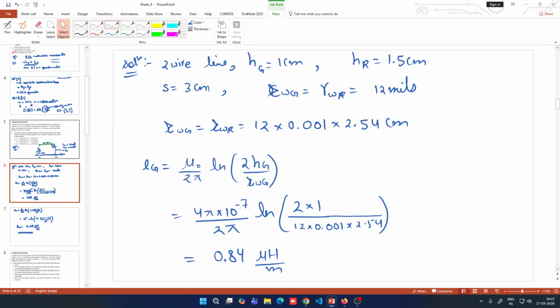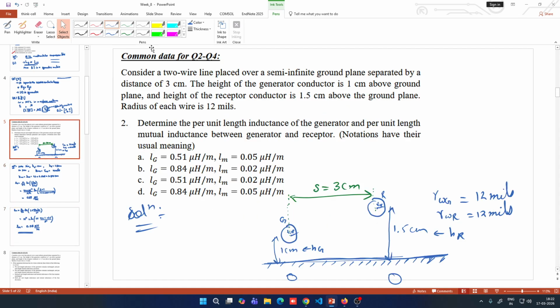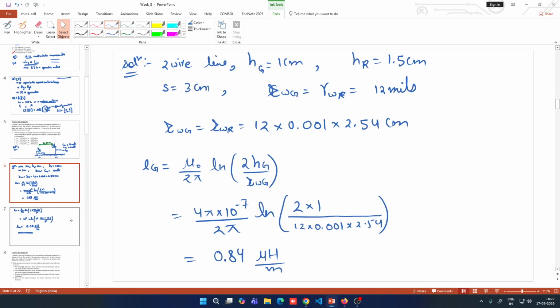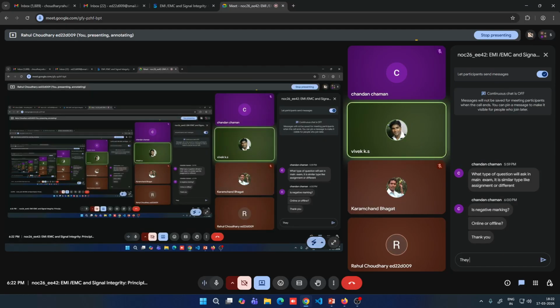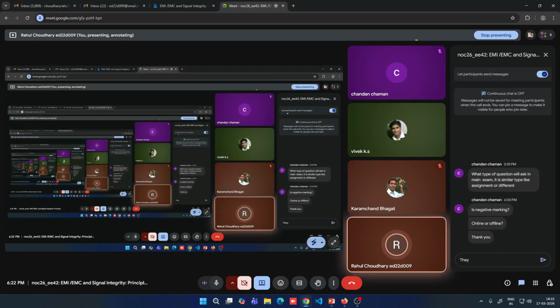I hope question number 2 is clear. If you match with the given options, the correct option is option D. I hope this is clear. If you have any doubt in this, please let me know.